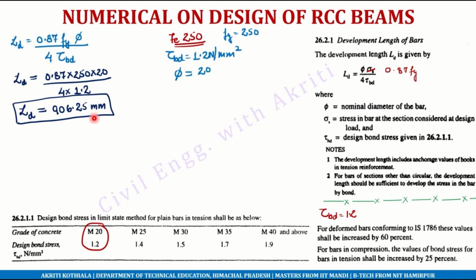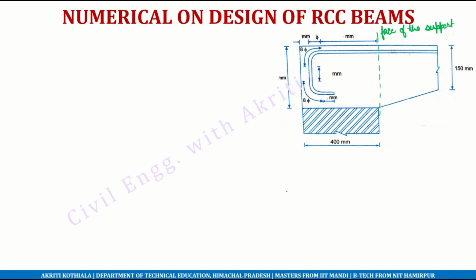Now, in order to develop full tensile strength at the face of the support of each 20 mm diameter bar, this length must be embedded into the support by a length equal to 906.25 mm. So how do we provide that? If you look at this figure, this is the face of the support, the dotted line, and we have to provide a length of approximately 907 mm beyond this face of the support.